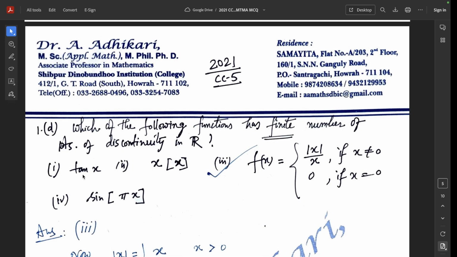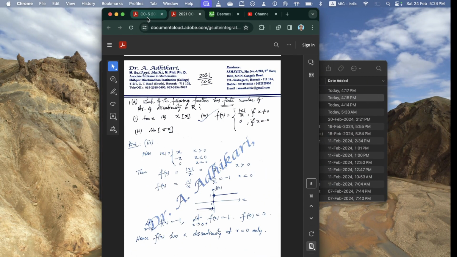But tan x has an infinite number of points of discontinuity, at odd multiples of pi by 2, plus or minus pi by 2, and so on. And there are also an infinite number of points of discontinuity for the others. So the function with a finite number of points of discontinuity has only one point, x equal to 0, the jump discontinuity of this function.